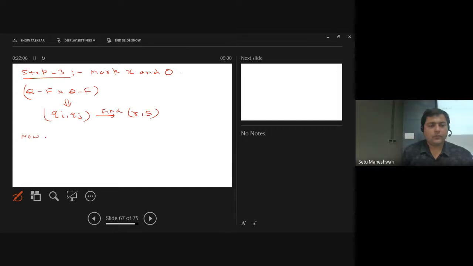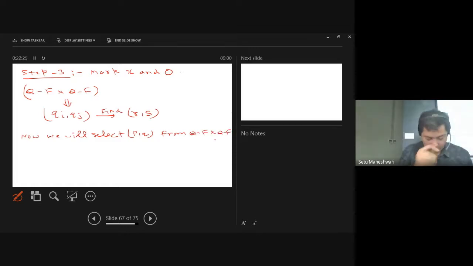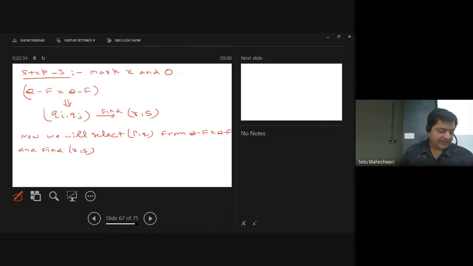Now we will select P comma Q from Q minus F cross Q minus F and find R comma S.